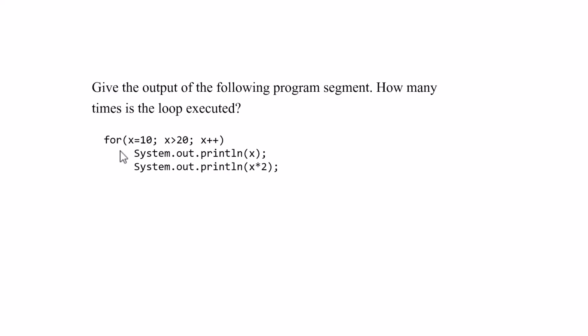So as you can see, here we have a for loop and there is a variable x, and we are checking the condition x greater than 20 or not. This is the condition check, we know that. And at the end, this is the x plus plus, and after that we have a printf statement which prints the x, and the second line prints the x multiplied by 2. So let's analyze the loop first, then we'll discuss the output and the loop execution.